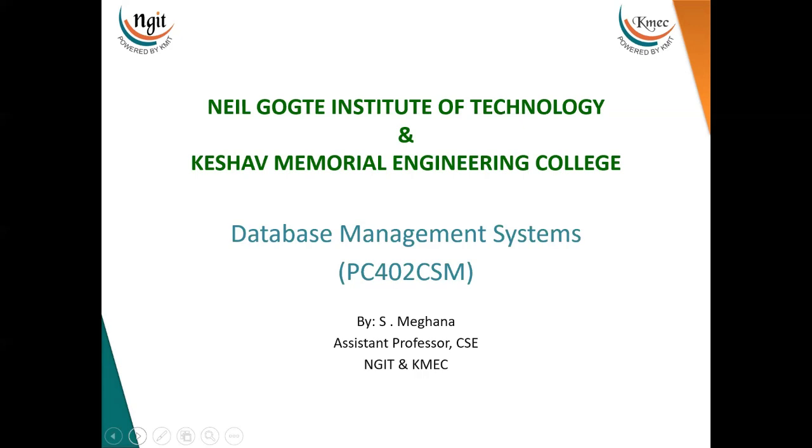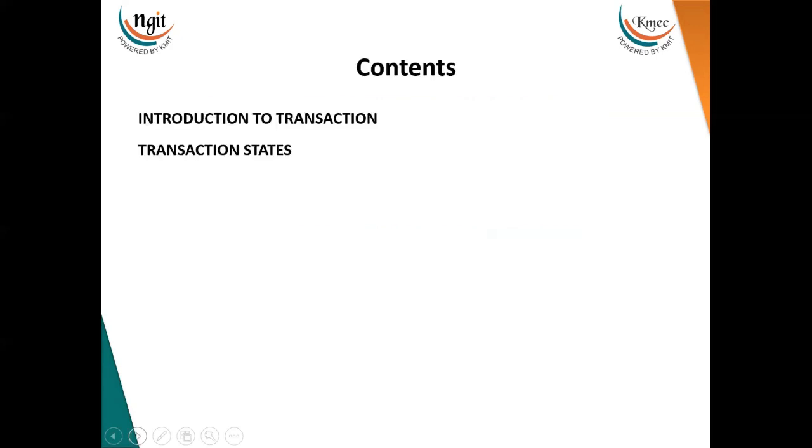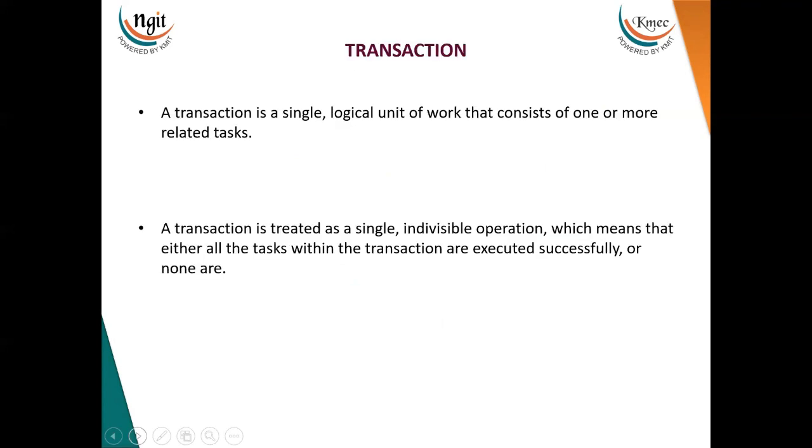In today's session, we are going to learn transactions in database management system and the different states that are included in a transaction. Firstly, let us define what a transaction is. It is a logical unit of work that consists of one or more related tasks, and it is treated as a single indivisible operation, which means either all the tasks within the transaction are executed successfully or none are executed.